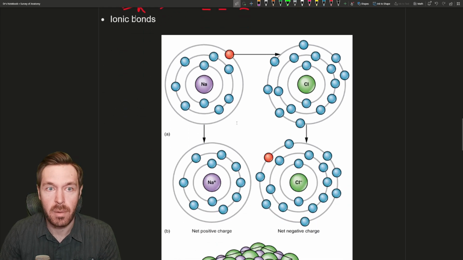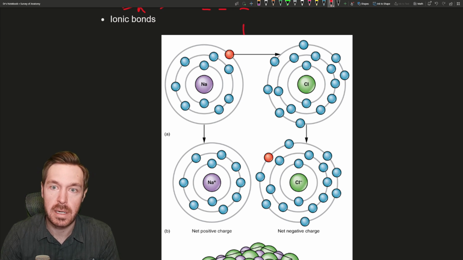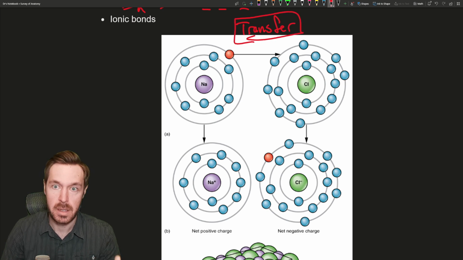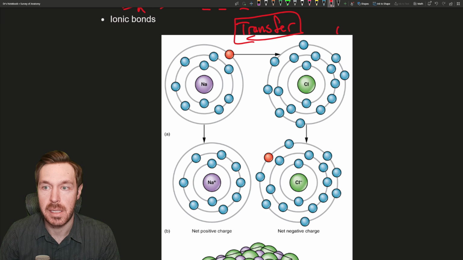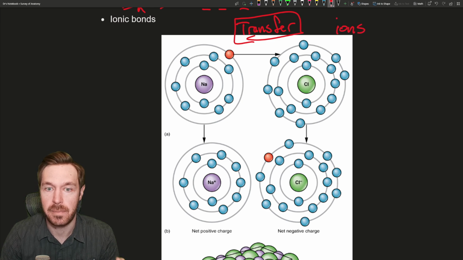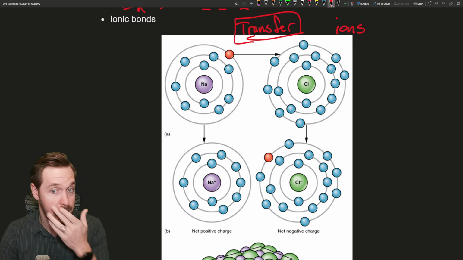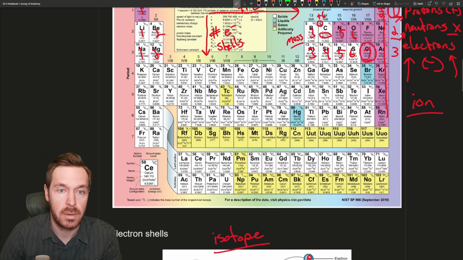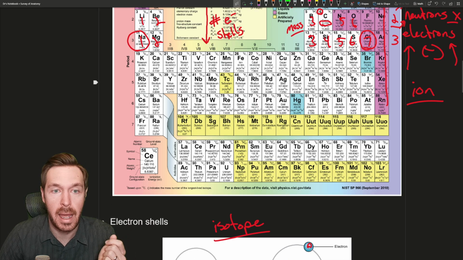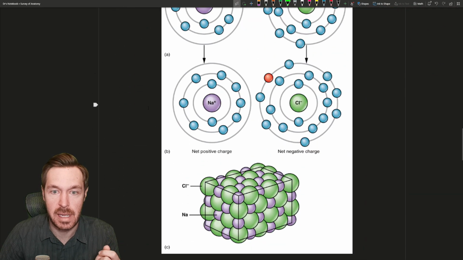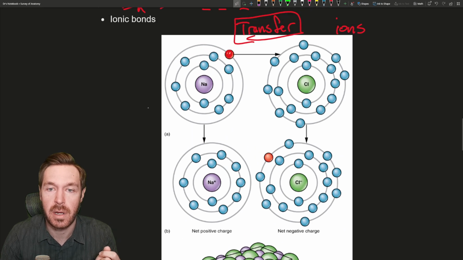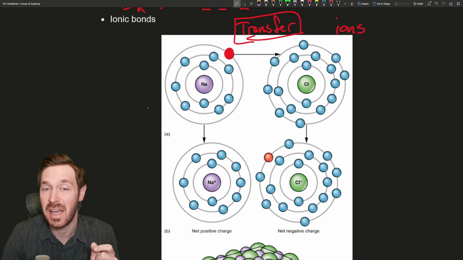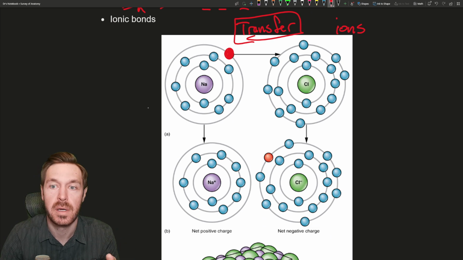Now, we need to form bonds. The first type of bond we're going to talk about is the ionic bond. Ionic bonds, the key word here is a transfer of electrons. So the keyword is transfer. And they form ions, hence an ionic bond. Sodium, if we look at where it is on the periodic table, it's in column 1. So it's right here. 3 electron shells, 1 electron in that outer shell. That makes it very unstable. It does not like that. You put raw sodium in water, it explodes.